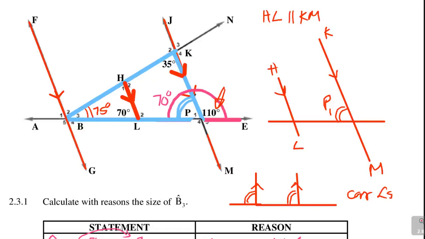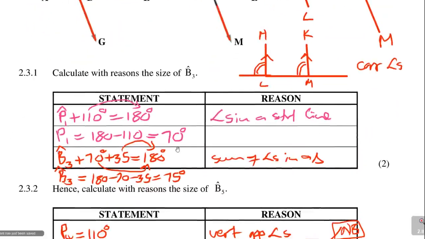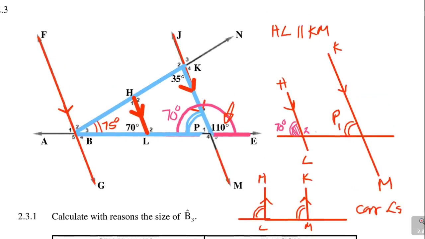Why? Because HL is parallel to KM. So in this case, this will be your HL and this will be your KM. Do you see that? So the corresponding angle that is equal will be that angle. And remember, this is 2, and this angle is 70 degrees. And then what was P1? Let's identify P1. P1 was also 70 degrees. So do you see that it shows that these two lines are parallel? Why? Because 70 degrees is equal to 70 degrees. It means these lines are parallel.